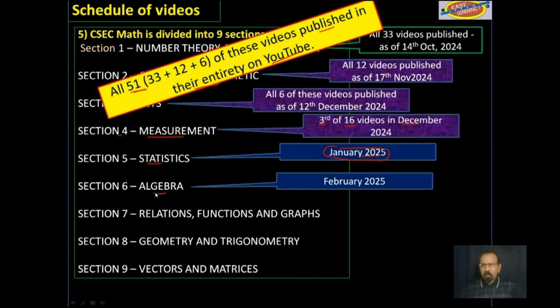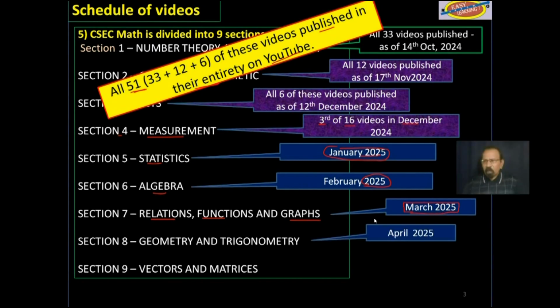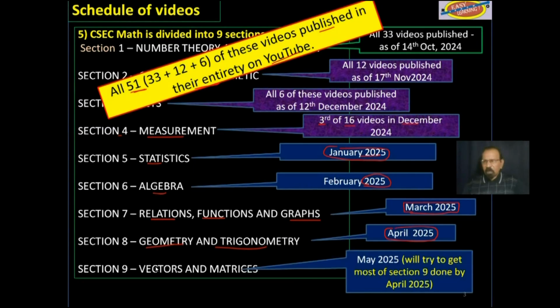Then algebra, February 2025. Relations, functions, and graphs by the end of March 2025. Then geometry and trigonometry by the end of April 2025. And finally, vectors and matrices, hopefully by mid-May 2025, so that all the objectives in this syllabus should be completed by May 2025.